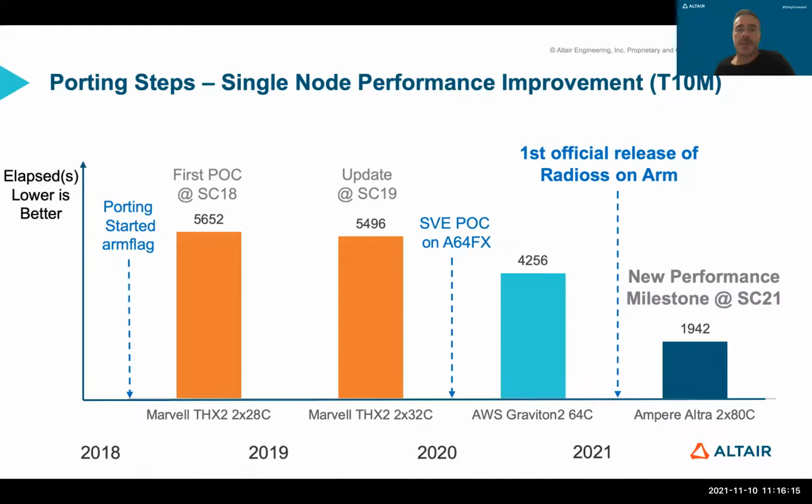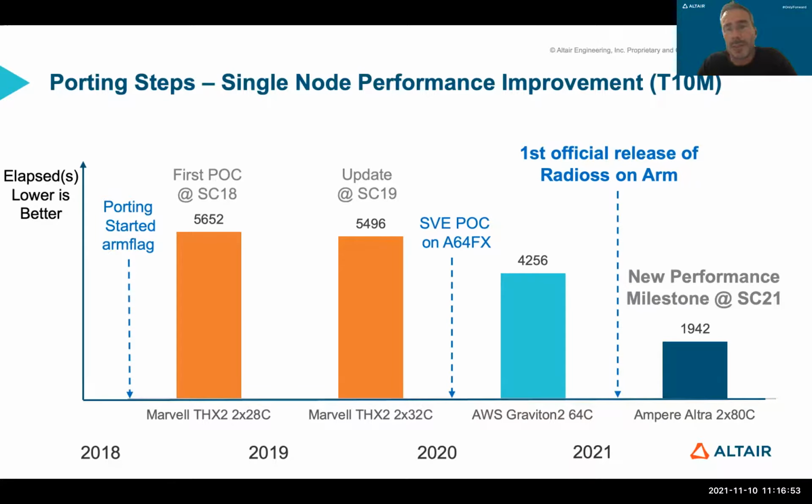And then in 2020, we continued to test other hardware, so the A64FX. And at the end of 2020, we tested Radioss on the cloud on ARM with the Graviton 2. So it's 64 cores, comparable to the Marvel, but here it's a single socket. And on the Graviton 2, we saw some good improvement, something like 20% improvement in the elapsed time. So here, smaller is better, of course.